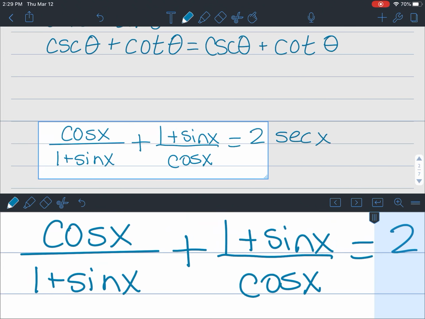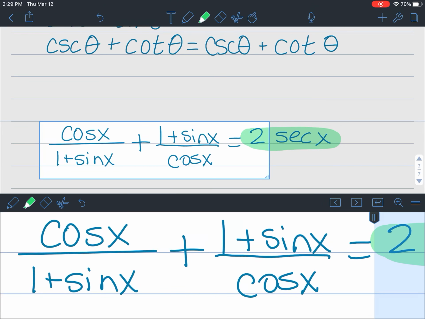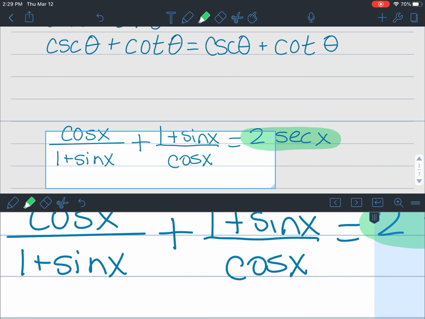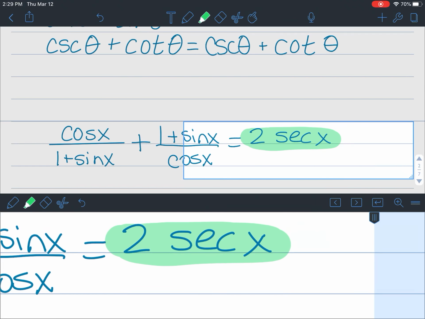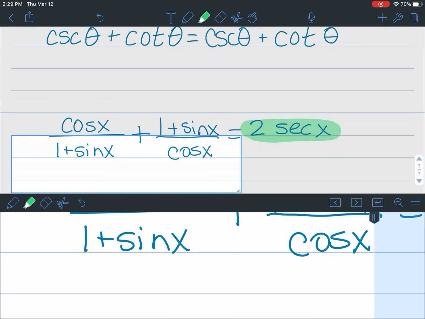You might not think that you can get all of this garbage to turn into 2 secant x, but in fact you can. So if you notice, 2 secant x, this is one term. This is a disaster. But somehow I'm going to be able to turn these fractions into one term. But how am I going to get two fractions to be one term? Well, I'm going to have to put those fractions together.